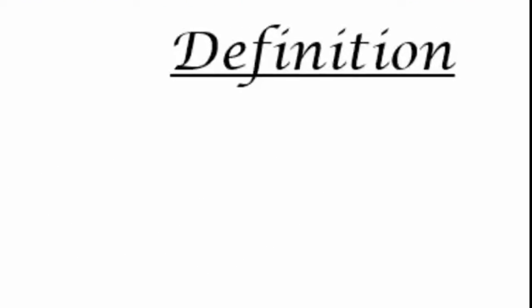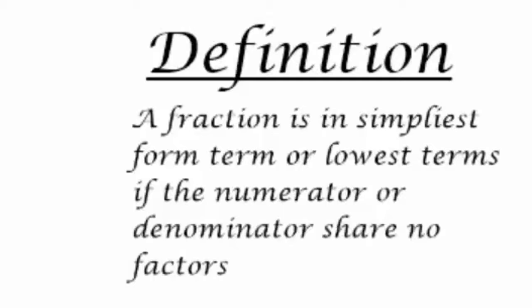So first, by definition, a fraction is in simplest form, or lowest terms, if the numerator and the denominator share no common factors between them. If two numbers share common factors, they can be reduced and made smaller by finding the greatest common factor. So in this case, if we found that, the fraction is in lowest form.